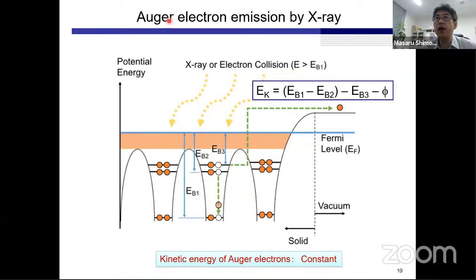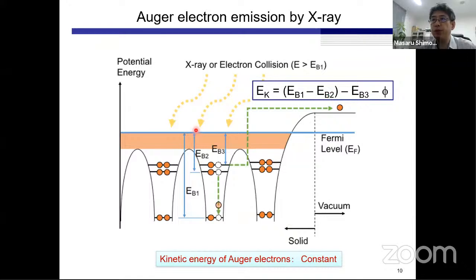On the other hand, the Auger electron is emitted by this process. The first process is the removal of a core electron. Then the second step is that a higher energy electron relaxes to the hole here. And then by using this energy, another electron is emitted. This is the Auger electron. So the kinetic energy of the Auger electron is calculated by this equation. EB1 is the binding energy of the core electron.